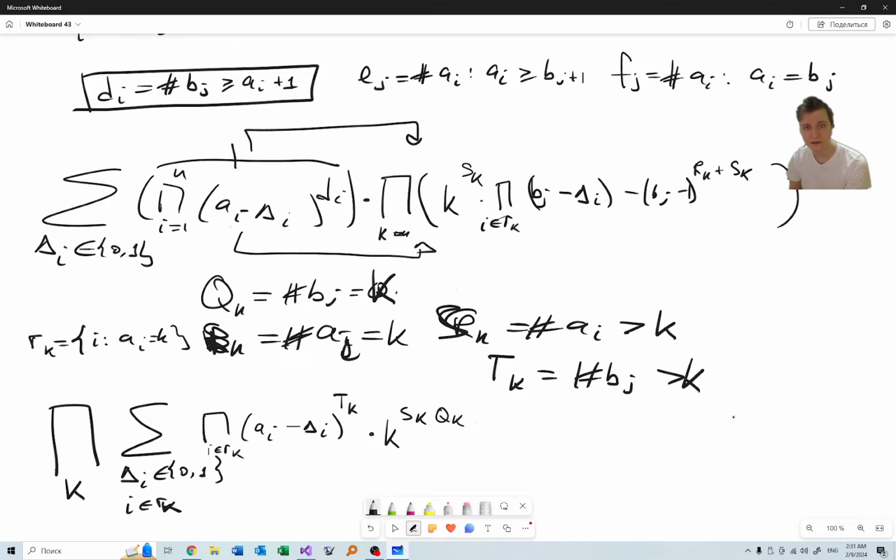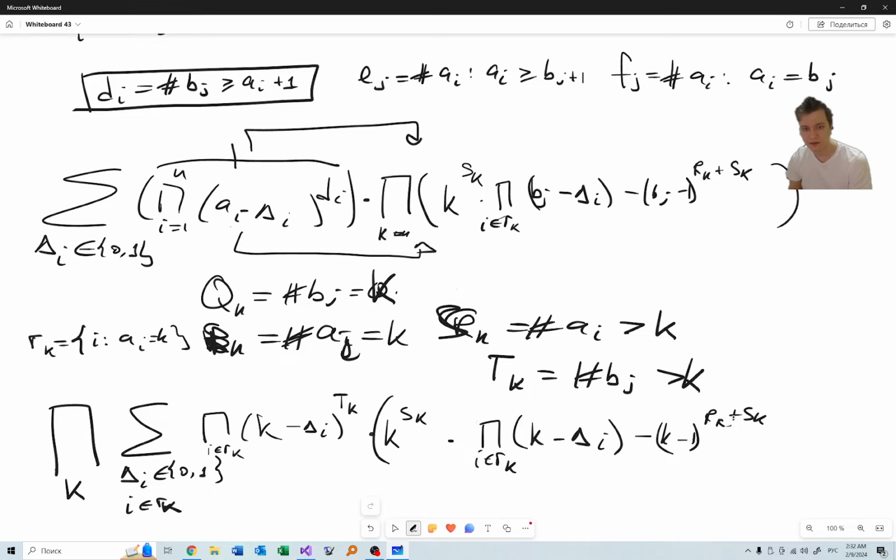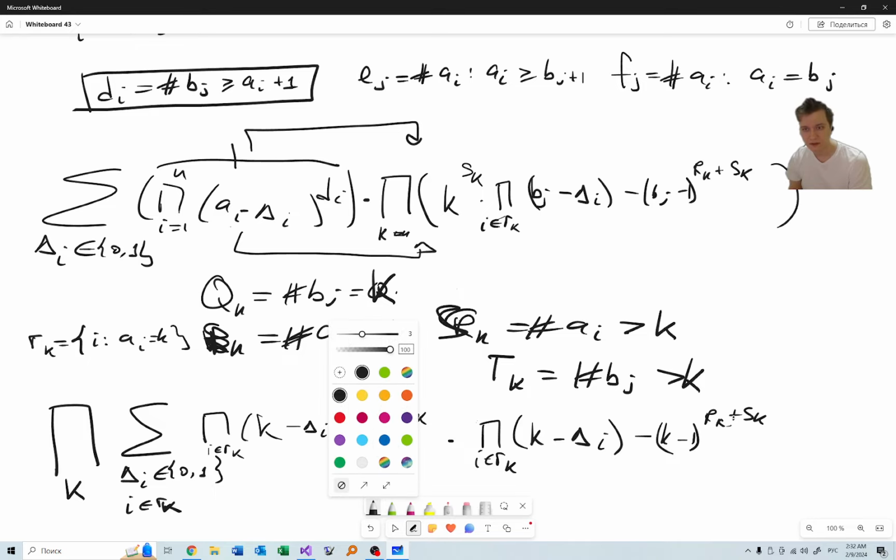So times the product of i in R_k again, not b_j, but k minus delta, and also k here. Sorry. Also I have k here. k minus delta_i minus (k minus 1) to the power r_k plus s_k. No, I was wrong. I can't put it here. I can, however, write like this.